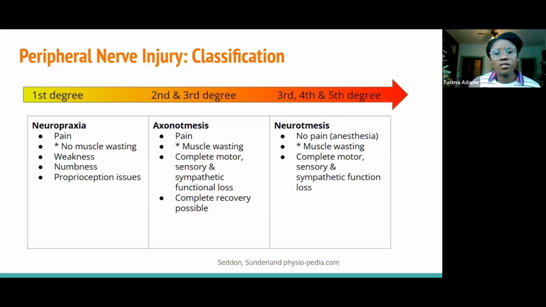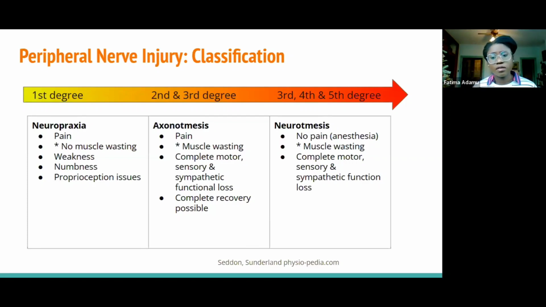With axonotmesis, you have pain again, muscle wasting in this case. So that's when you start to see that loss of muscle mass. You get motor and sensory loss. You can also recover completely, again, time sensitive.